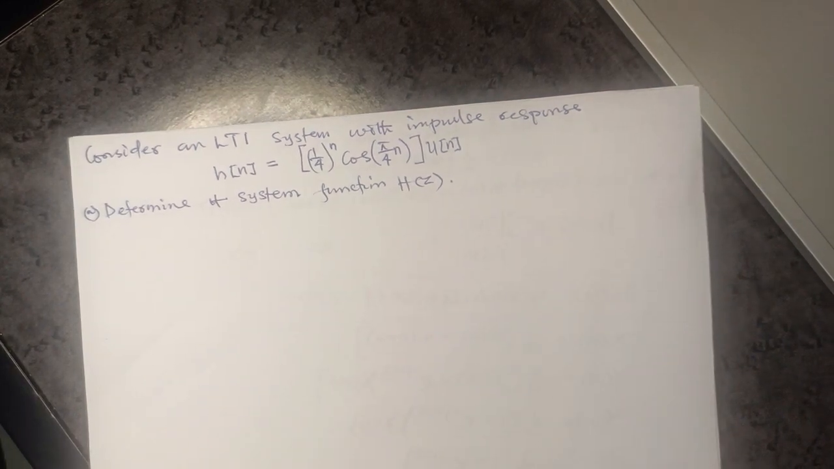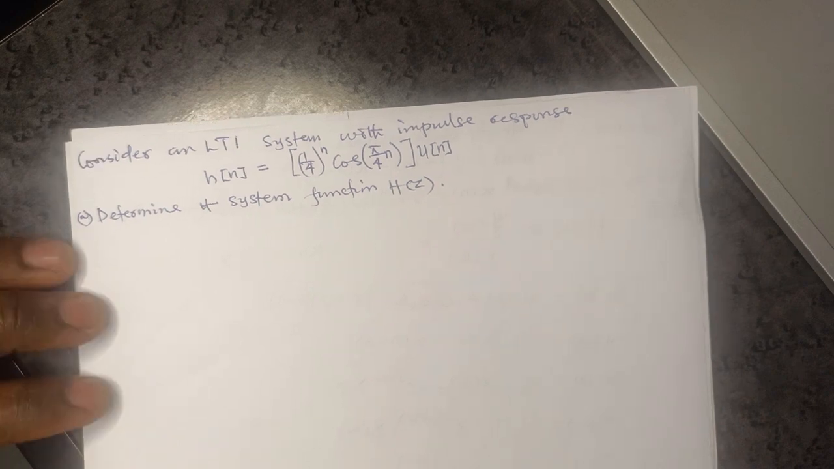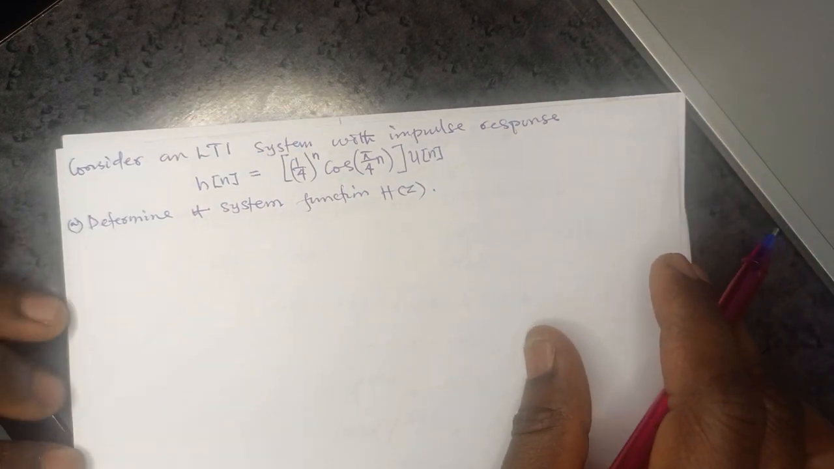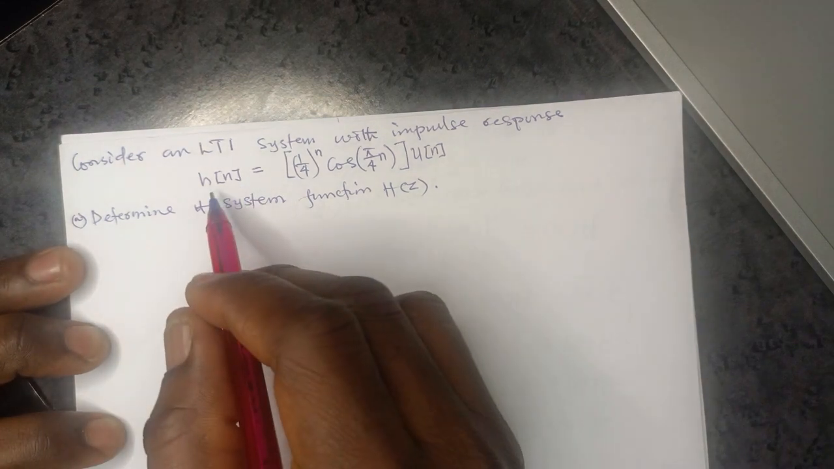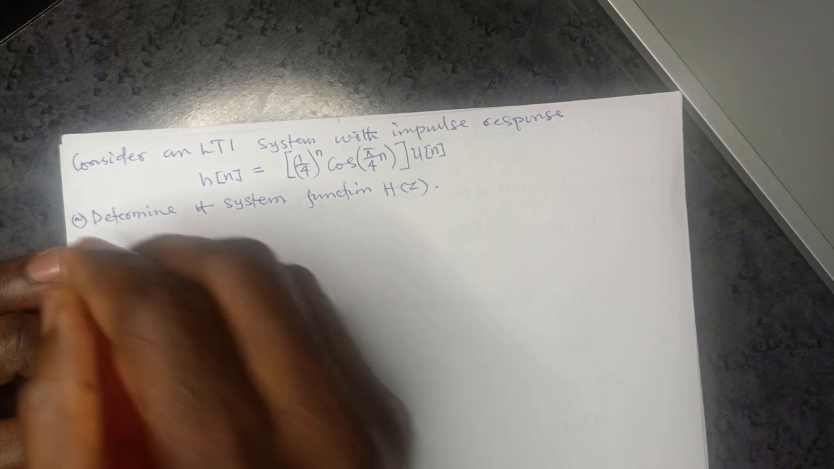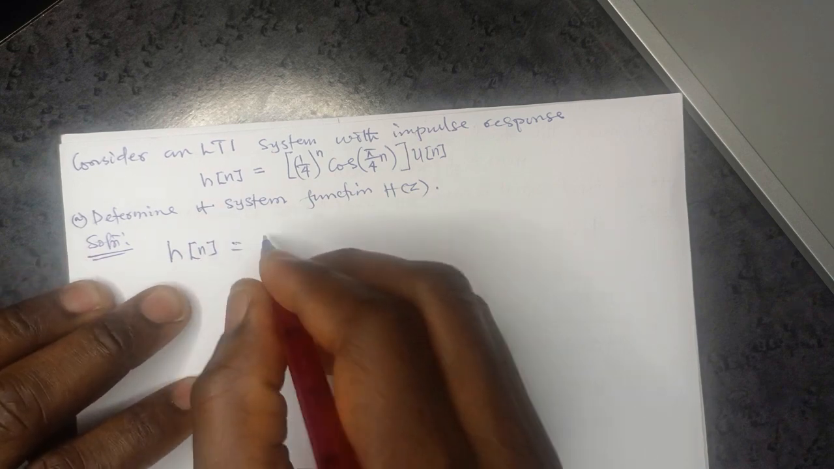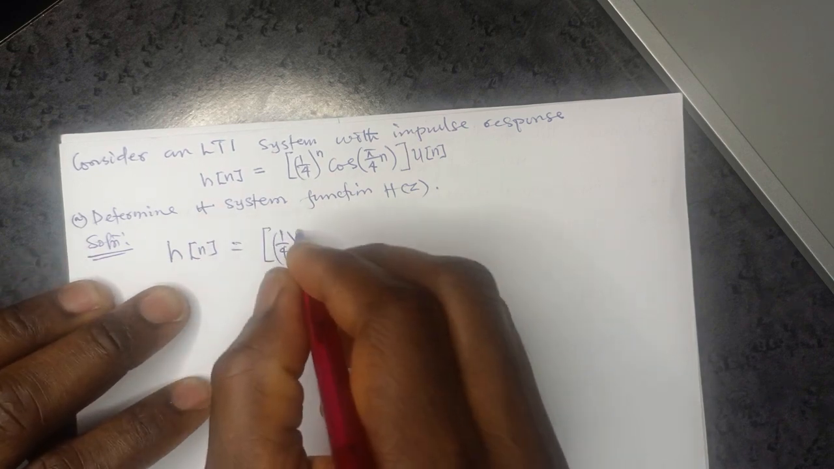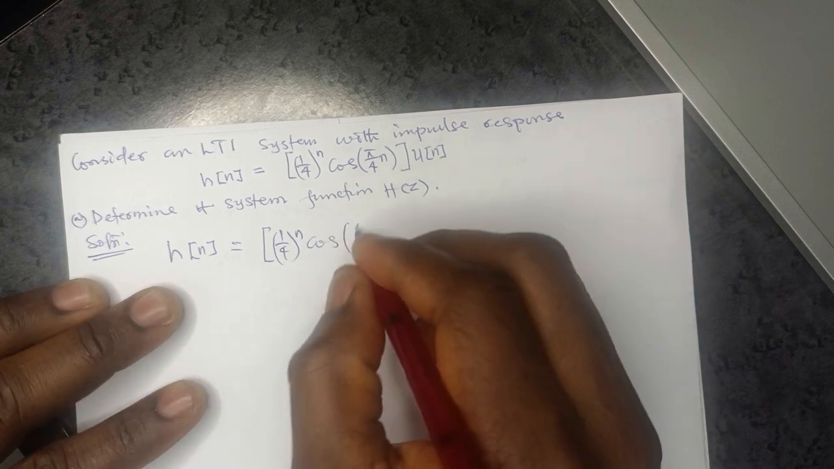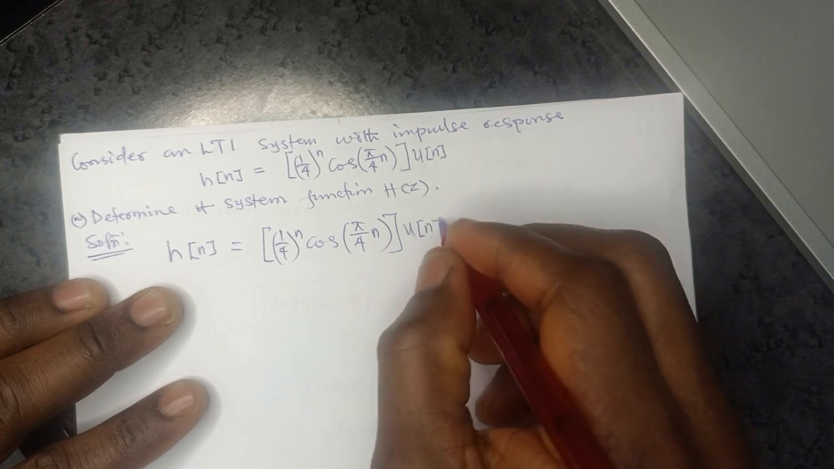So hello brother. Looking at this second question, we are asked to determine the system function H(z). To get this frequency response, H(z), the first thing we will do is note that the system is already in the discrete form, that is h(n). So the solution to this is h(n) = (1/4)^n cos(πn/4) u(n).